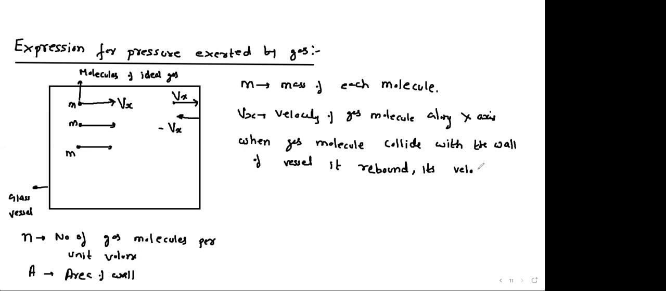Its velocity, it rebounds. It becomes minus Vx. Its velocity is minus Vx. This negative sign simply shows that the direction is changing. Now I need the change in momentum of the molecule. See, initial velocity is Vx, final velocity is minus Vx.